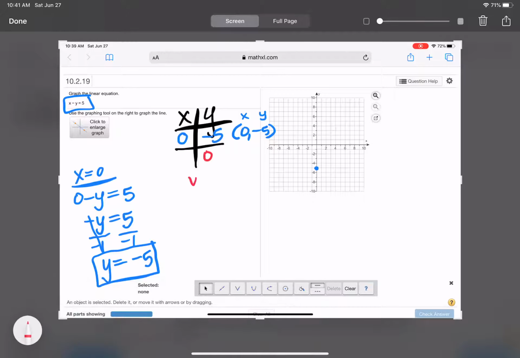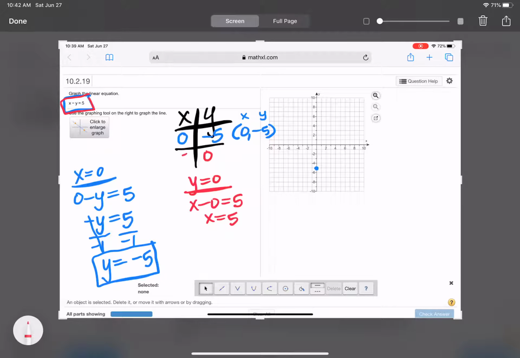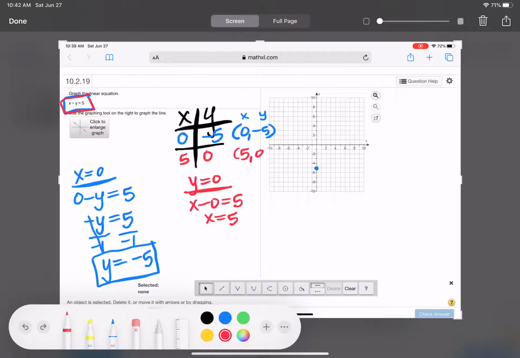Okay, so now when Y equals 0, use the exact same equation. I've got X minus Y equals 5, so that's going to look like X minus 0 equals 5. Well, anything minus 0 is itself, right? If you do 7 minus 0, that's 7. If you do 50 minus 0, that's 50. So X minus 0 is just X. So we've got X equals 5. Okay, so my ordered pair is 5, 0. So I'm going to go from the origin 5 on my X, but 0 up or down. So it's just right there on that X coordinate.